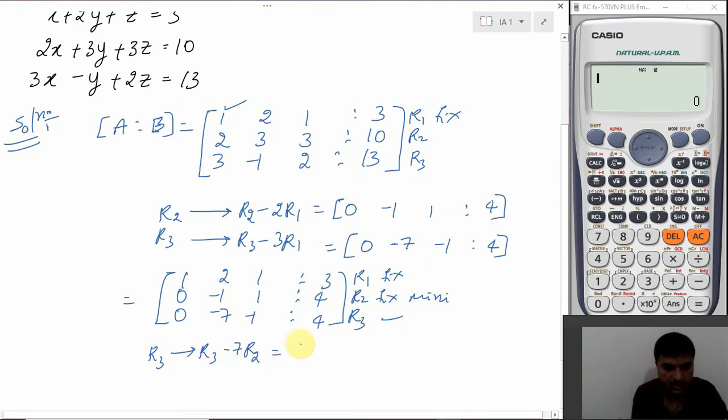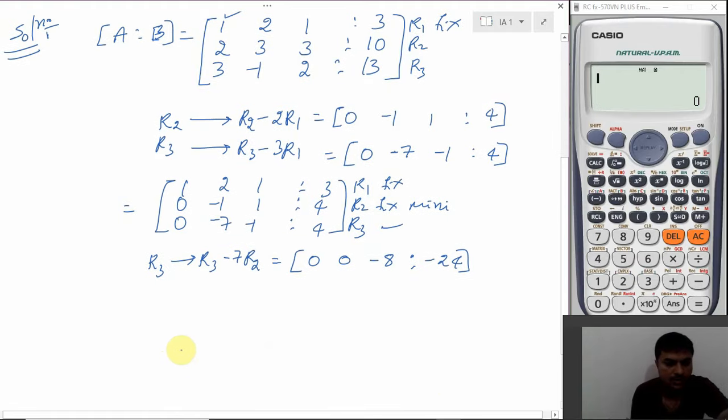Yes, friends, can anybody tell me? 0 minus 0 is 0 only, I will keep it 0. Next, minus 7 plus 7. Yes, friends, it is 0. Next value, can anybody tell me? R3 minus 1 and minus 7 is going to become minus 8. And next value, 4 minus 7 into 4. You can do it in the calculator, you will get 28. So 4 minus 28 is going to become minus 24. You can just use the calculator and you will get the answer.